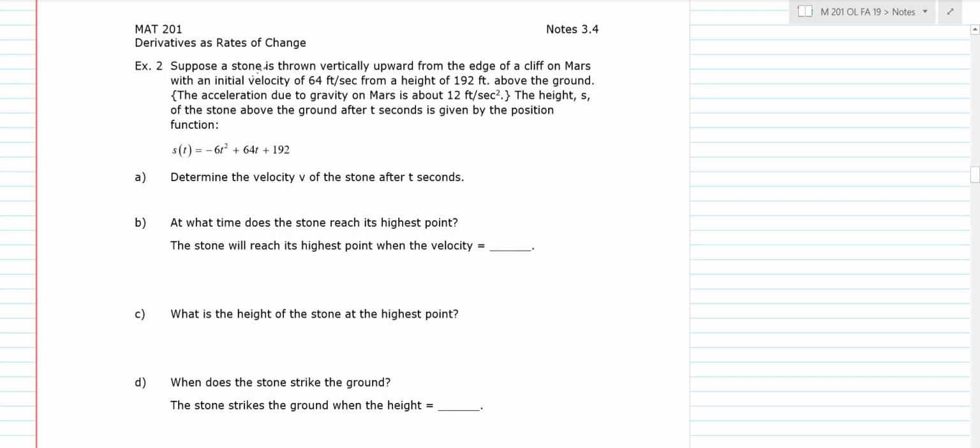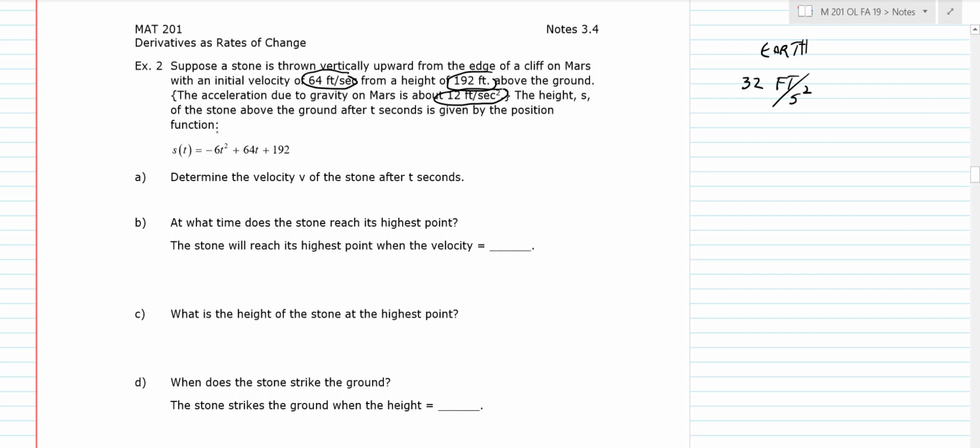So this problem says, suppose a stone is thrown vertically upward from the edge of a cliff on Mars with an initial velocity of 64 feet per second from a height of 192 feet above the ground. The acceleration due to gravity on Mars is about 12 feet per second squared. On Earth, it's 32 feet per second squared. So the gravity is less on Mars. I think it's around a third of the gravity of the Earth.